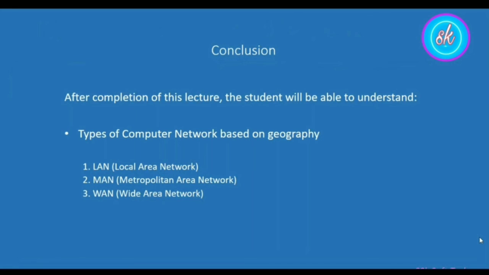After completion of this lecture, the students will be able to understand the types of network based on geography. So we know that there are three types of network. First one is LAN, second one is MAN, and third one is WAN. LAN stands for local area network, MAN stands for metropolitan area network, and WAN stands for wide area network. Also, we have discussed the difference between LAN, MAN and WAN.